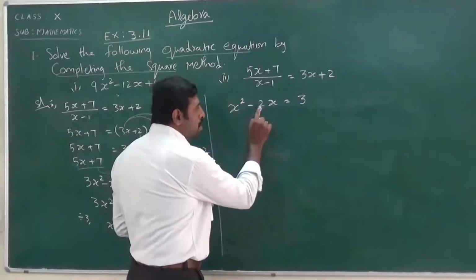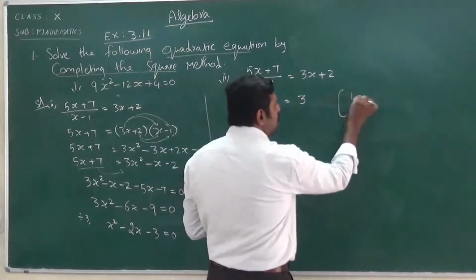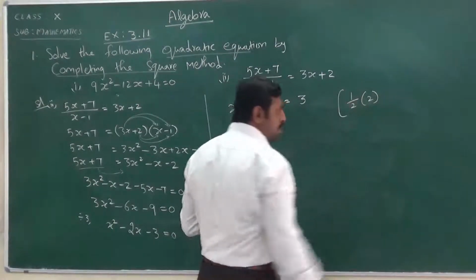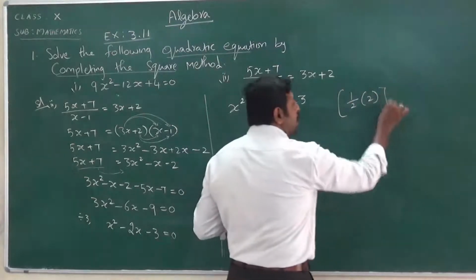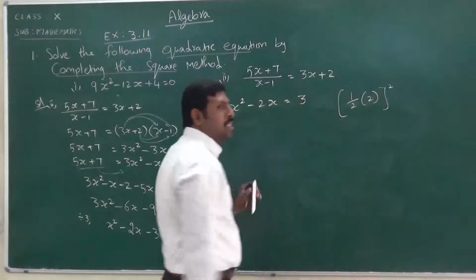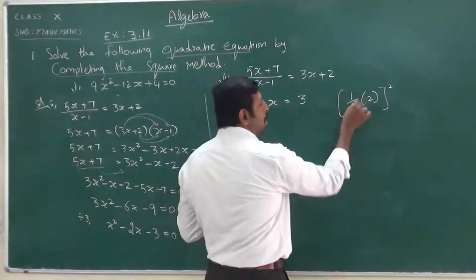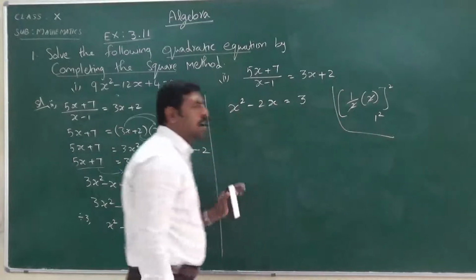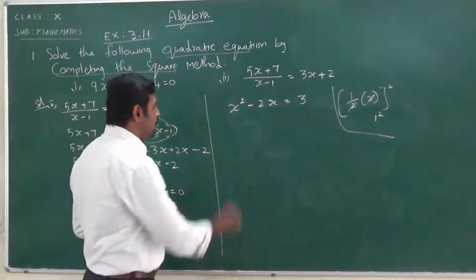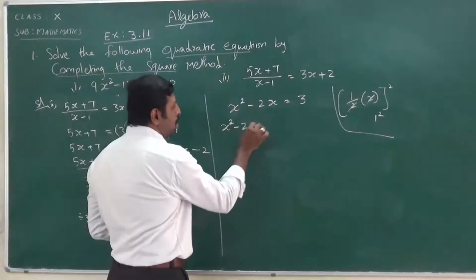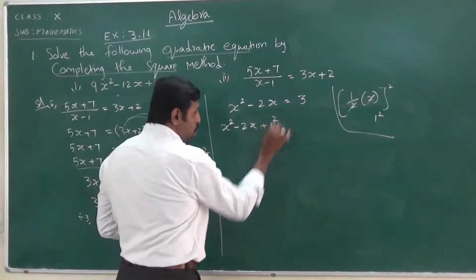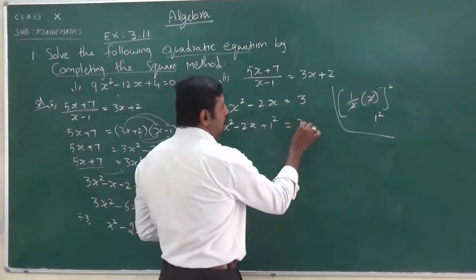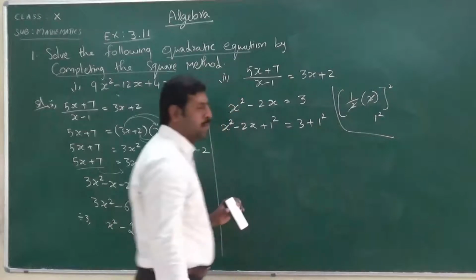Here, the coefficient of x is 2. Half of the coefficient of x should be squared and added on both sides. So 2 will be cancelled, so we get 1 square only. This should be added on both sides of the equation. This is x square minus 2x plus 1 square is equal to 3 plus 1 square.